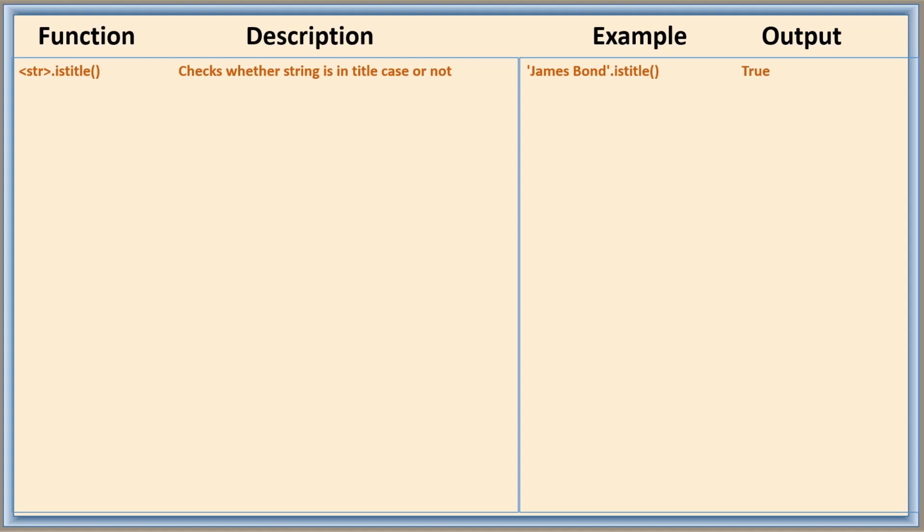We can also check whether the given string ends with a particular substring or character. For that, we have the endswith function. For example, James Bond dot endswith ND. See, you can notice that in BOND, ND is the last letters. So it is ending with ND. It will give true as the result.